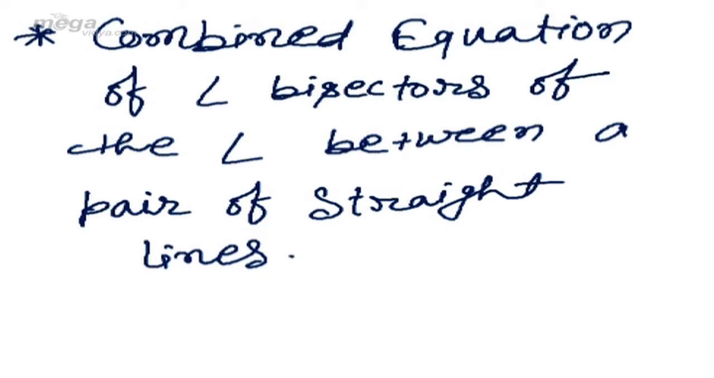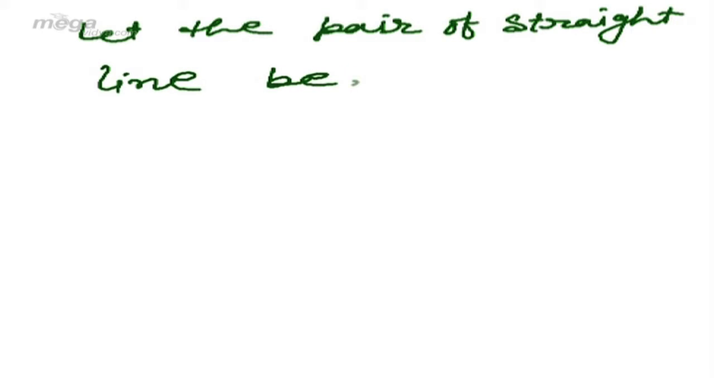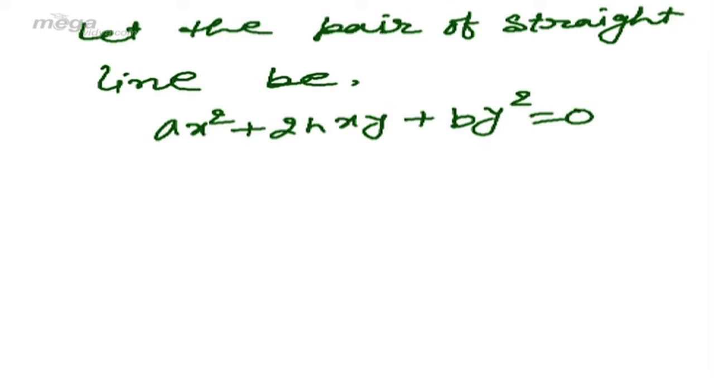Hello student. Today we will do the combined equation of angle bisectors of the angle between a pair of straight lines. Suppose the pair of straight lines be ax square plus 2hxy plus by square is equal to 0. This is the equation of the straight lines. I am drawing the figure here.